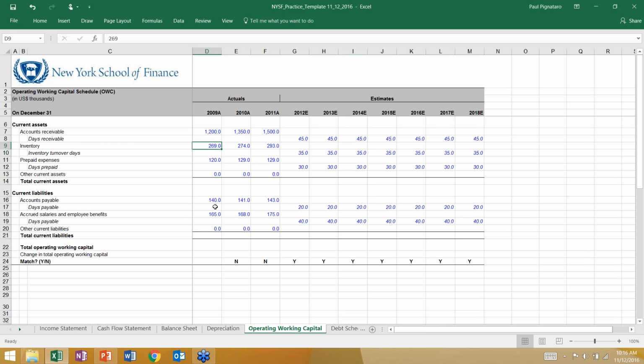So the way we calculate that here is we take the accounts receivable divided by revenue times 360. Memorize that formula better if you actually understand it. Accounts receivable divided by revenue times 360.